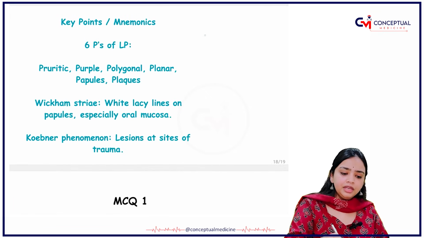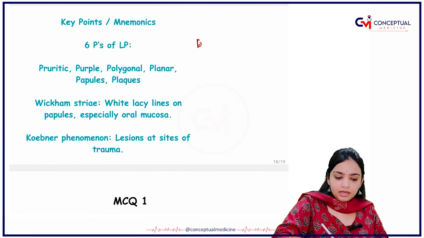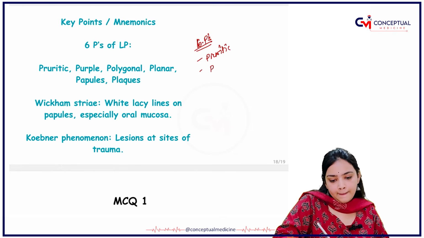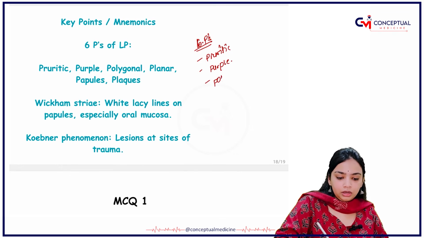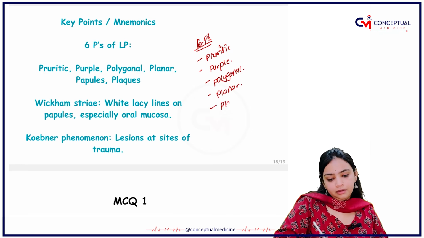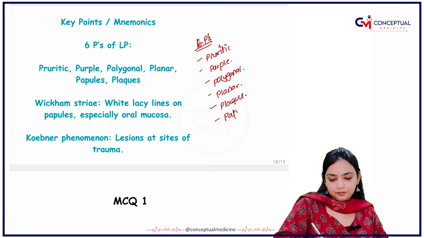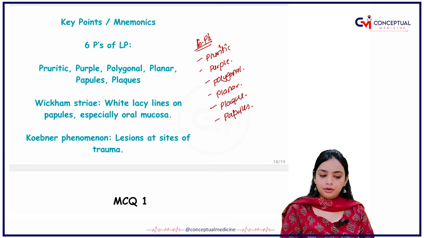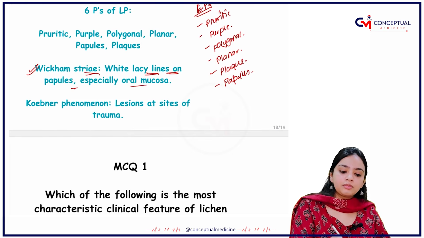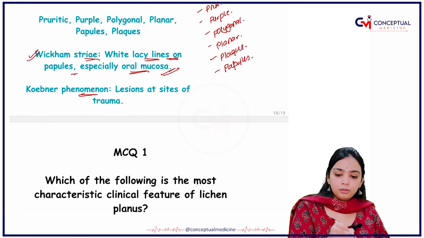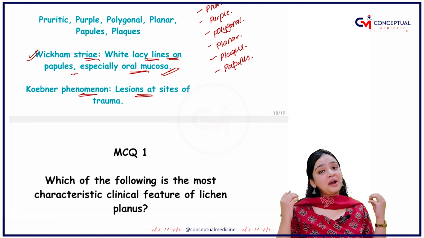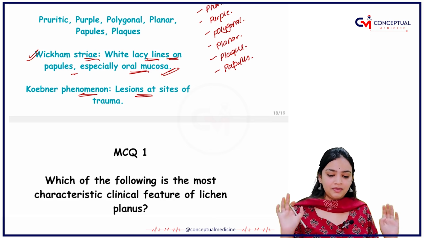Next thing, what are the key points on mnemonic? You have to remember the 6 P's. What are the 6 P's? It is pruritic, purple, polygonal, planar, plaque, and papules. These are the things that you need to remember. And the most important, Wickham Striae, how can you forget that? It is white lacy lines on the papules, especially on the oral mucosa. Then you have Koebner's phenomenon, the lesion at the site of trauma. I have told you multiple times. I hope by now you are able to remember what Koebner's phenomenon is.